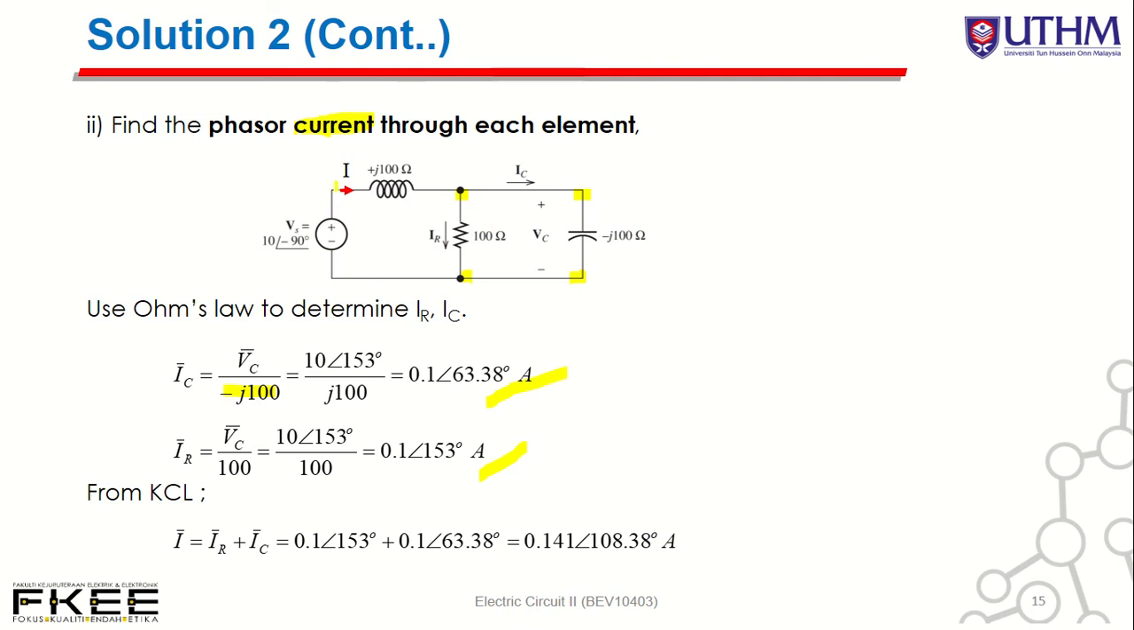Then you can determine the current through the L by using Kirchhoff current law. Do you remember Kirchhoff current law? The summation of current equals 0 at the node, let's say node A. In other words, the current entering equals the current leaving. So I, the current entering that node, equals the current leaving, IR plus IC. So you can get I, the current through this L element. Is it clear?